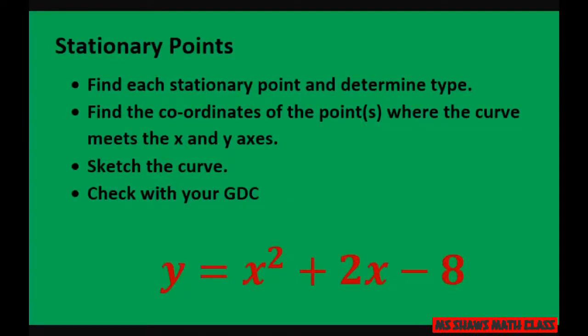Hi everyone, we're going to find each stationary point and determine the type. There are 3 types. We'll go over that, and we're going to find the x and y intercepts by finding the coordinates of the points where the curve meets the x and y axis and sketch the curve. If you want, you can check with your graphing display calculator.